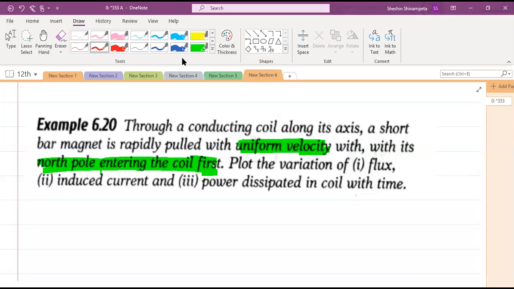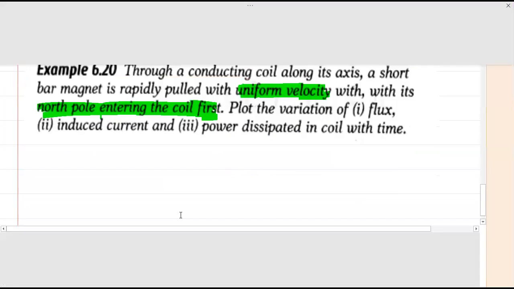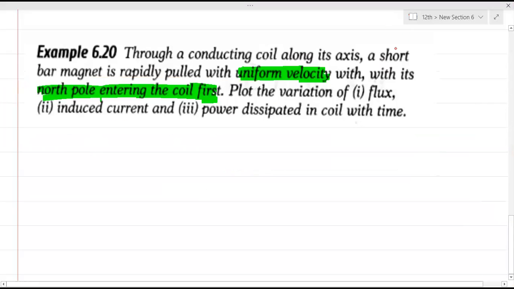तो इन्होंने शॉर्ट बार मैग्नेट बोला है यहाँ पे. So for short bar magnet, we know what will the values be and all. I'll be going with an approximation. Okay. आपको लग रहा होगा सर डिस्टेंस तो छोटा हो जाएगा and all, but I'll just go with the approximation.